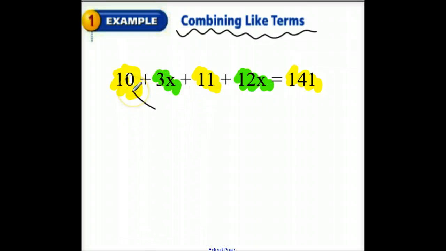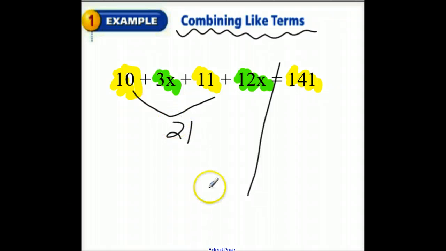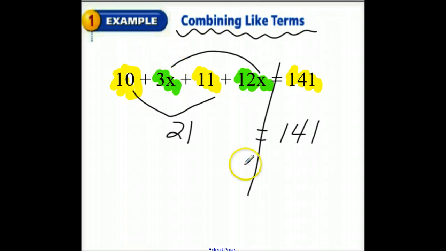So first I'm going to combine our 2 constants on the left side of our equal sign. 10 plus 11 is 21. We still have 141 over here on the right. Now I'm going to combine my x family. So I have 3 x's and 12 x's. Well, that makes 15 x's. Now we have a two-step equation.